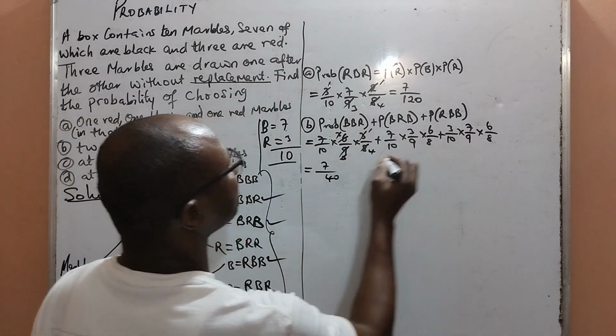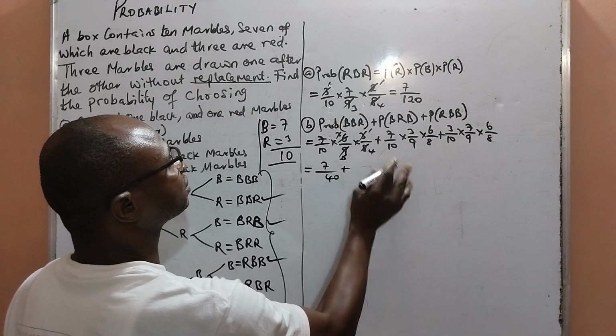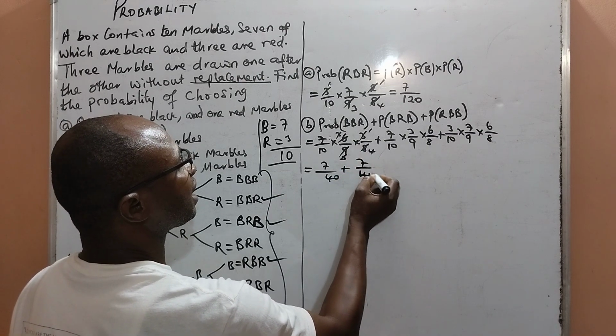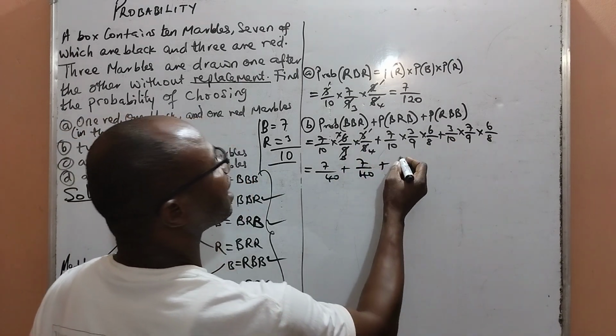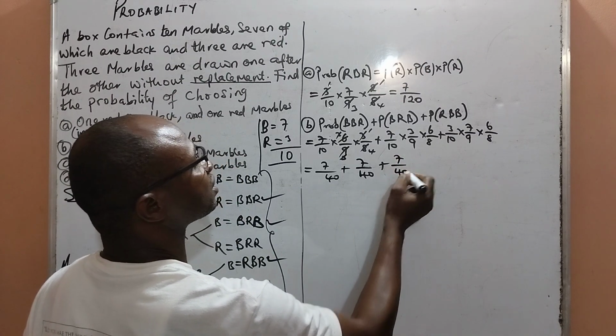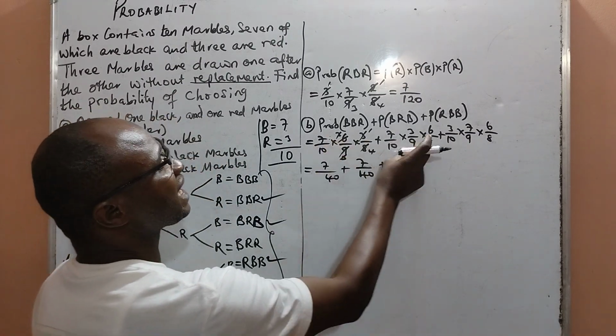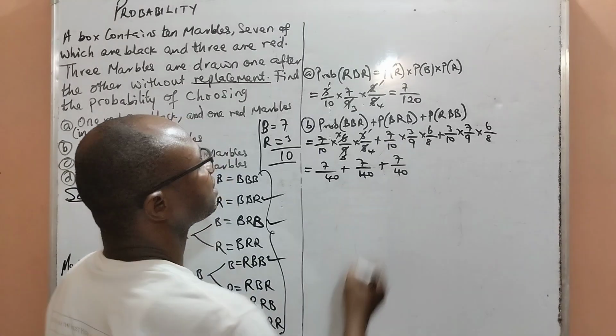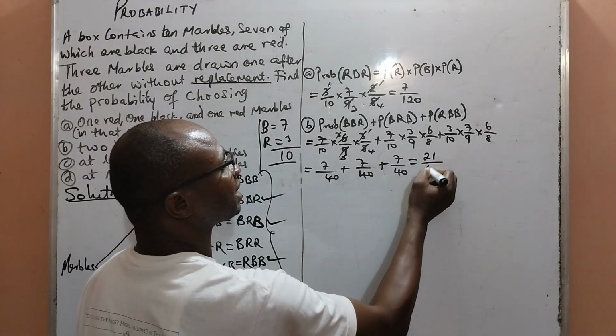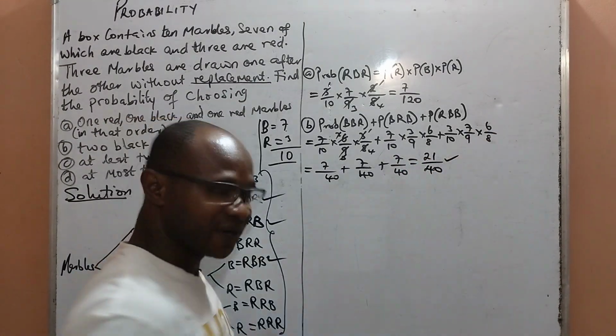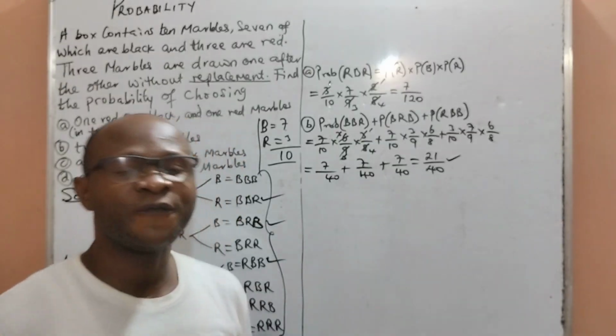Therefore, the same thing will happen in the middle, 7 all over 40, and then for the third time, I will still have 7 all over 40, because the values are the same throughout. This is now going to give me 21 over 40. Very correct. We go for the third question.